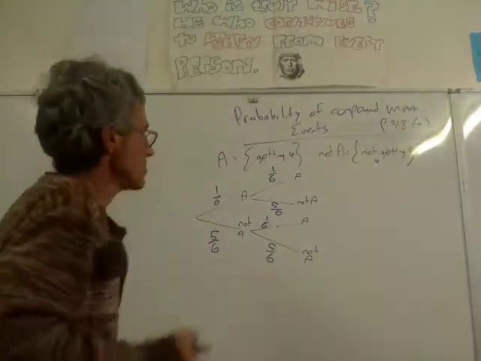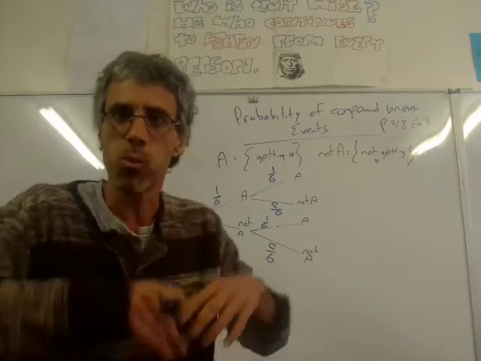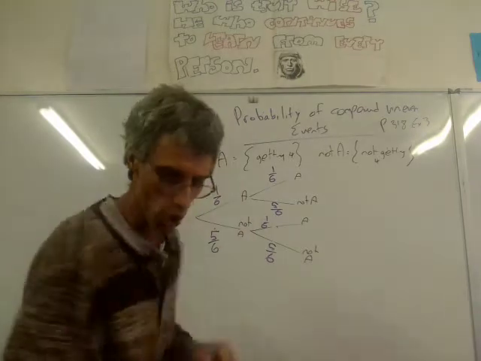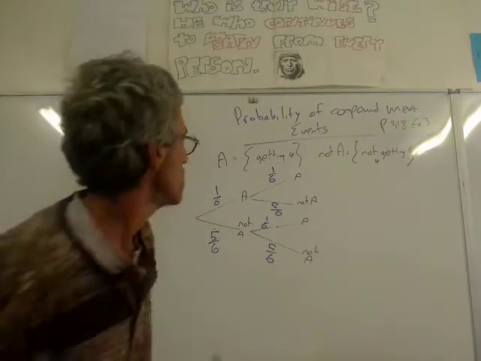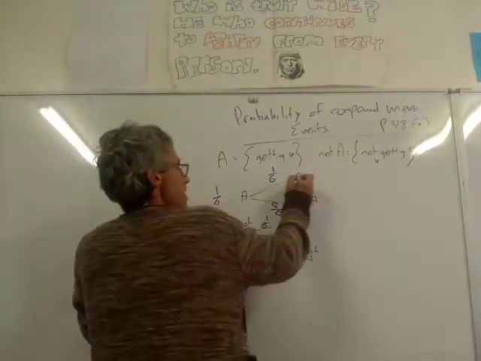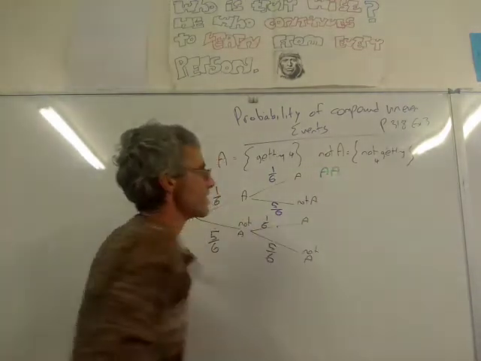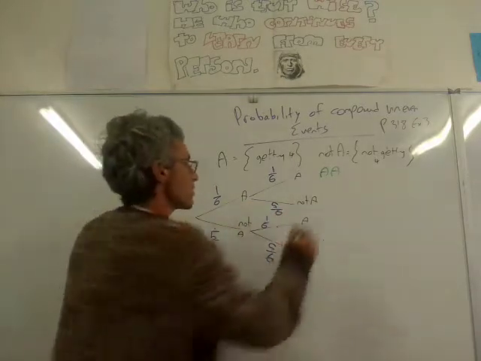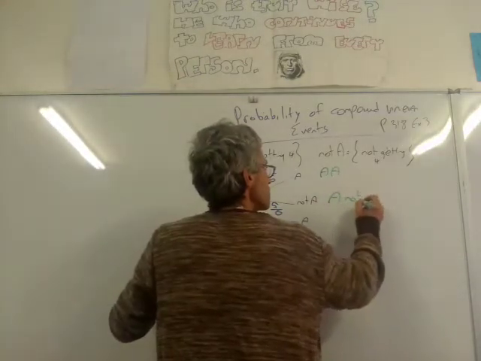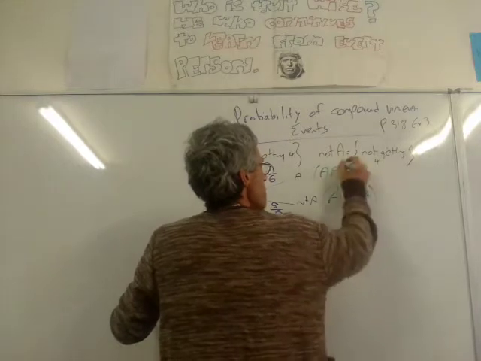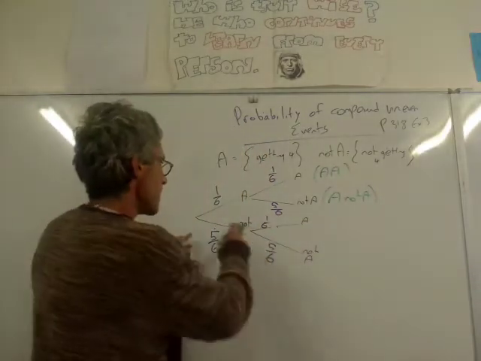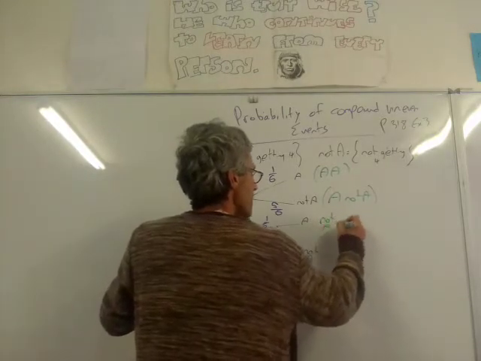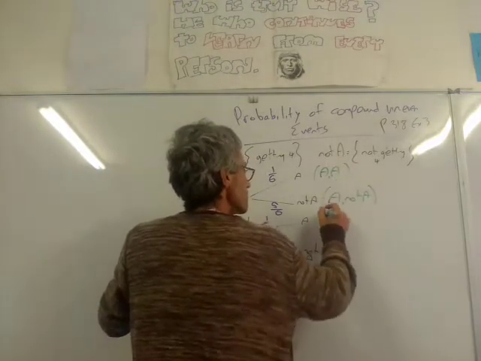Okay, so now we need to write down what are the compound events. So in this branch, let's do it in another color. Here I got 4 and then a 4 again. So in other words, I got A and another A. Here I got a 4 and then a not 4. So it's A and not A. Okay, do you understand what I'm doing here? It's just compounding the events. Here I got a not A and then an A. So not A and then an A. I'll put a comma between them.